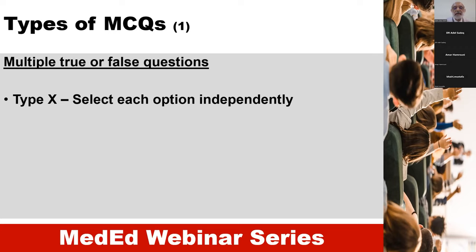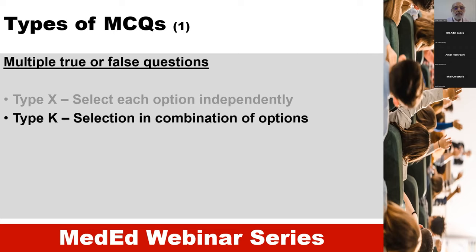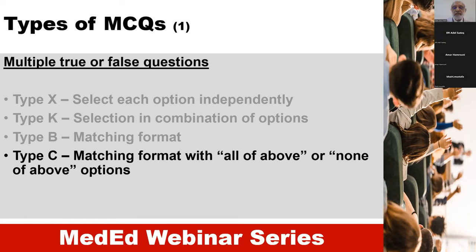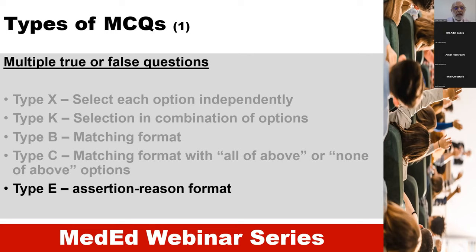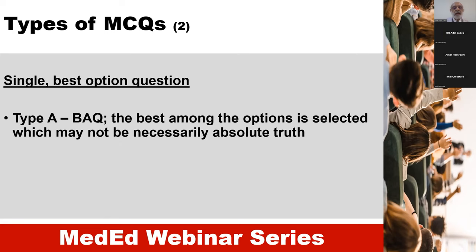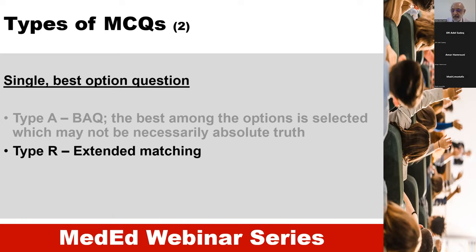Type X, where we select each option independently. Type K, where selection is combination of options. Type B is matching format. Type C is matching format with all of above or none of above options. And type E is assertion reason format. Whereas in the single best option questions, there are two types. Type A are best answer question or single best answer question. This is the best among the options, which may not be necessarily absolute truth. And second is extended matching items.